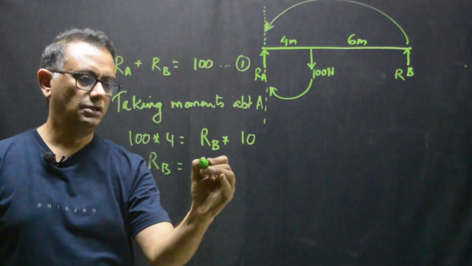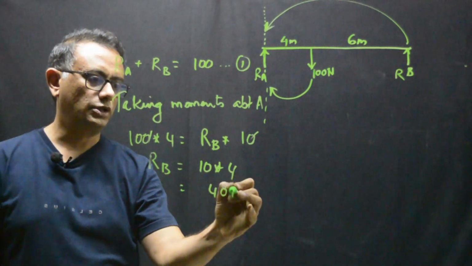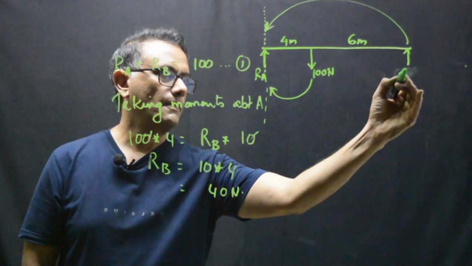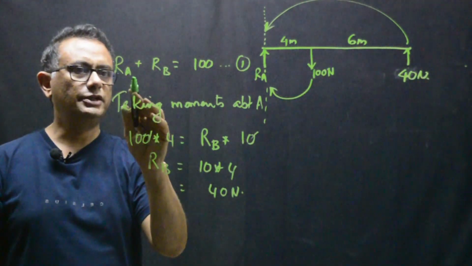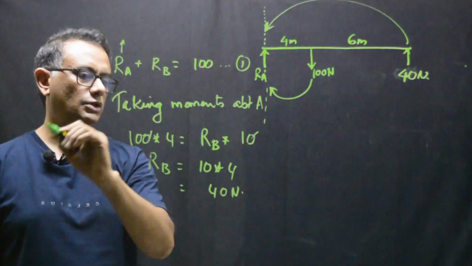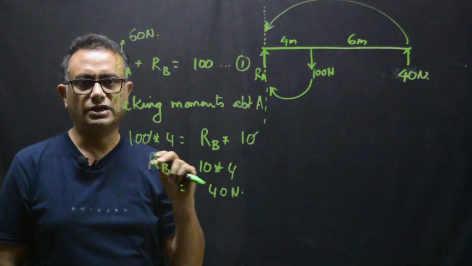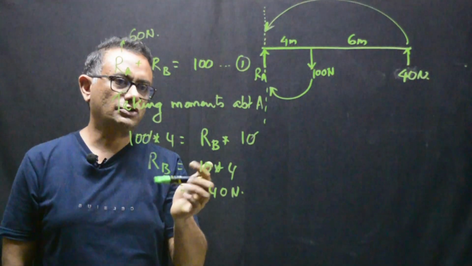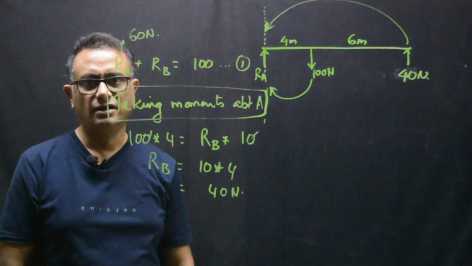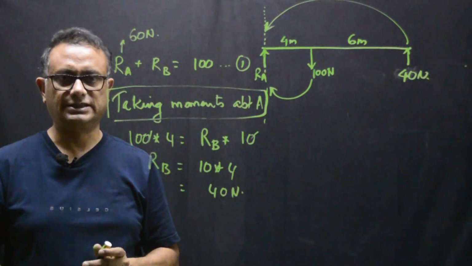Reaction at B multiplied by 10, we can find out RB. Reaction at B is nothing but 10 into 4, which is 40 Newton. So the minute you have reaction at B as 40 Newton, we can immediately use this relationship, RA plus RB is equal to 100, therefore RA has to be equal to 60 Newton. So in this way, even if they are giving you numericals where we have to find the reaction, based on simple moments, we can assume axis around the reaction forces and find out the reaction.